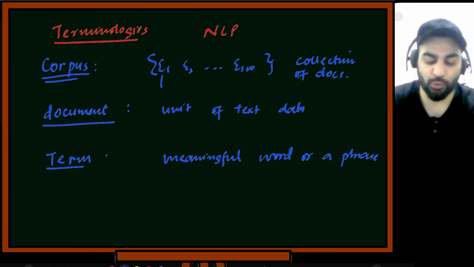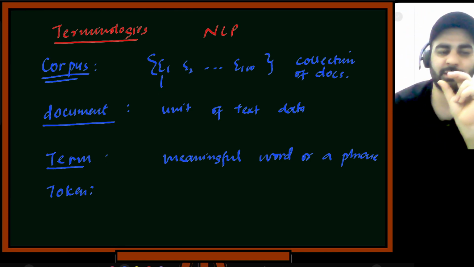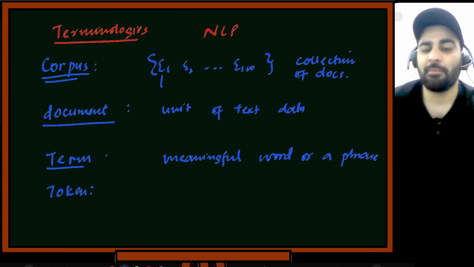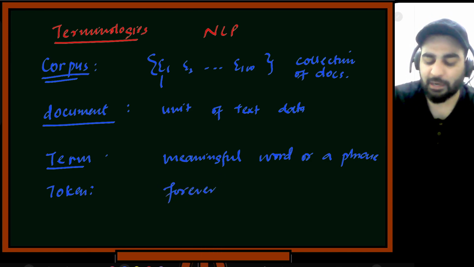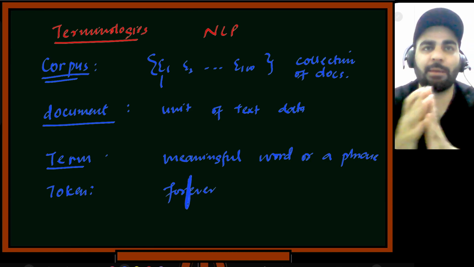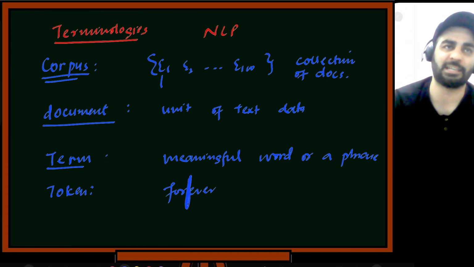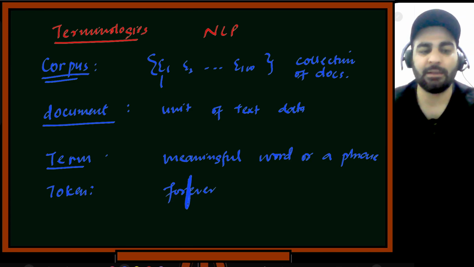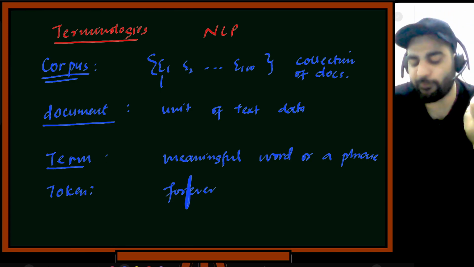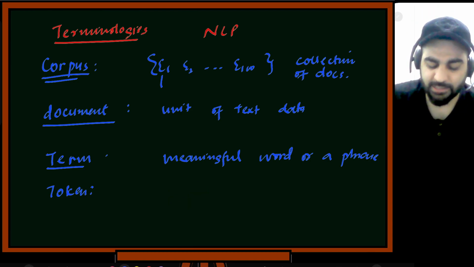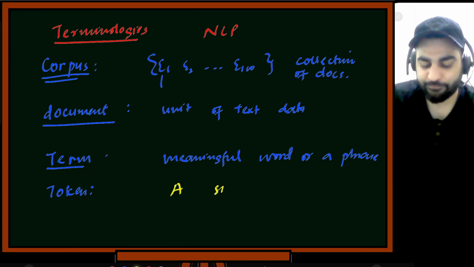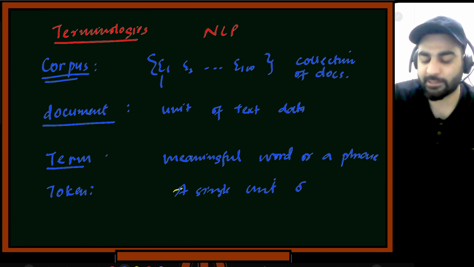Then we have something called a token. A token is a single unit of text. A term can sometimes be a token also, but you can tokenize differently. Suppose you have the word forever. Forever can be one term, but if you break it into for and ever, you tokenize it separately. You might have heard about tokenization, how you break the sentence. A token means one single unit. It may not be meaningful, it can be without meaning for humans. So it's a single unit of text.